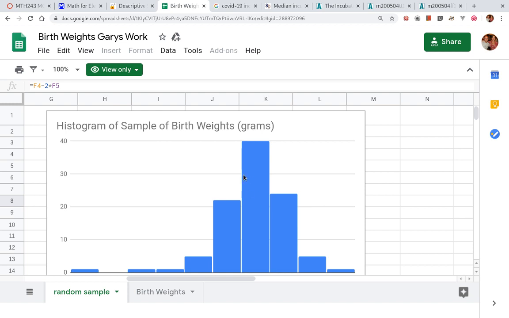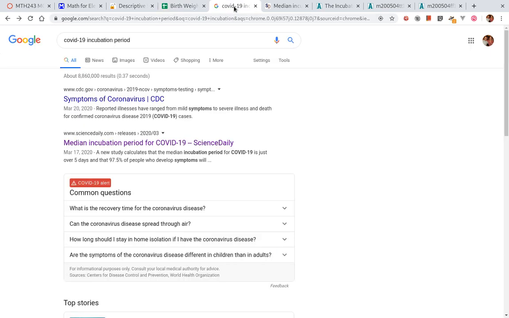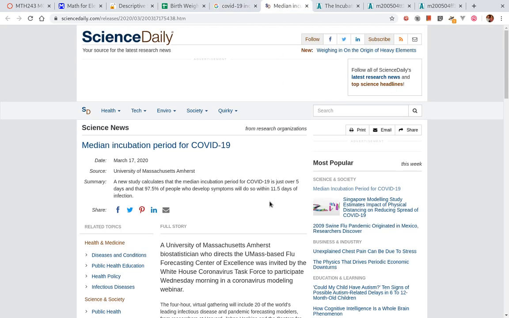Then we jump into inferential statistics, and that's making predictions. There's a lot going on with COVID-19, and how long does it take for someone when they're exposed to end up with symptoms showing that they have the disease? That's an incubation period. And I found a link to a study that claimed the median incubation period is about 5 days. And so I was curious about that study.